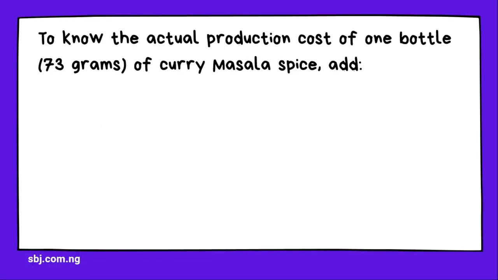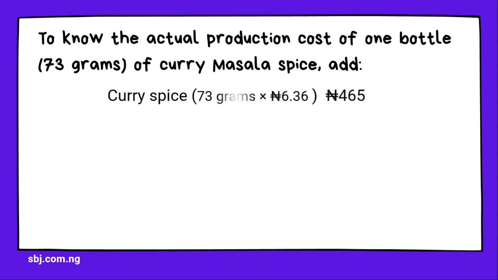So to know the actual production cost of one bottle of curry masala spice, she's using 73 grams of the ground spice that she has. So let's see how she's going to package it. So the curry spice, that's 73 grams, multiplied by the unit cost of a gram. The unit cost, how much a gram of curry masala spice costs.